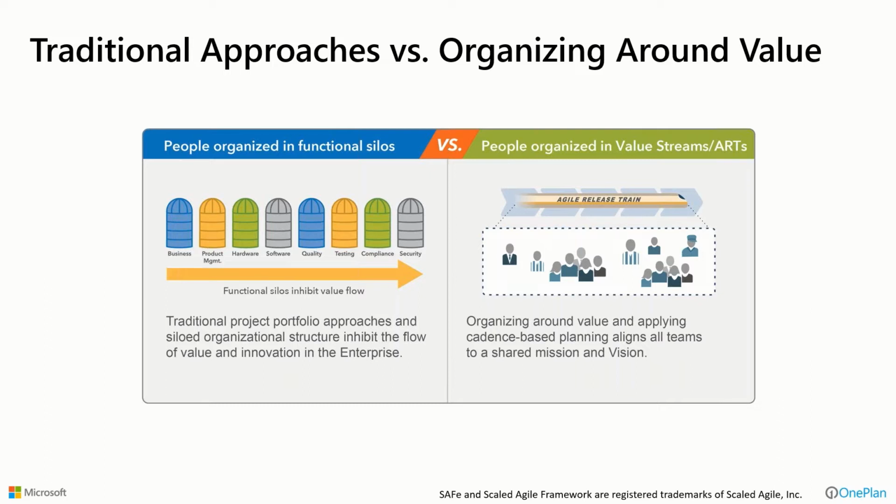Whereas in a more lean portfolio management approach, people are organized around the streams of value themselves. We apply these teams in a more dedicated, more self-sufficient way, with a shared mission and vision, and they get better in that specialization and application. We actually end up becoming more efficient in the way we apply resources and in our throughput and delivery.